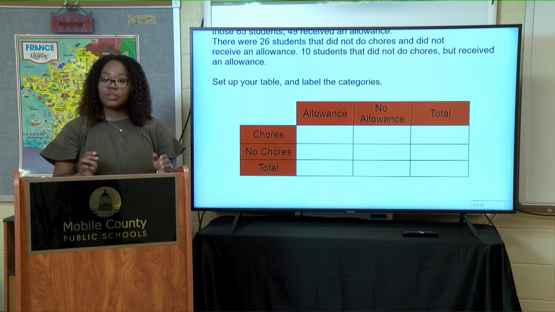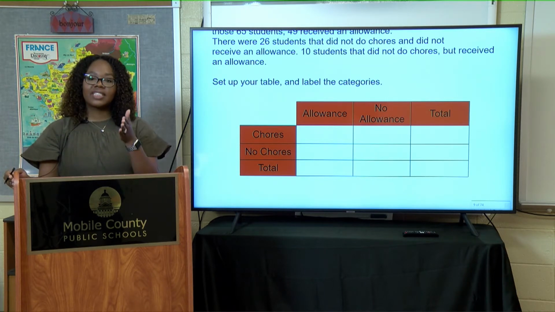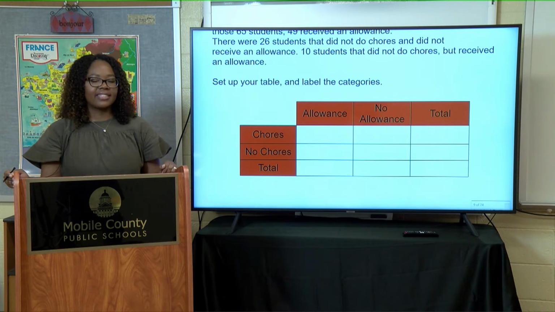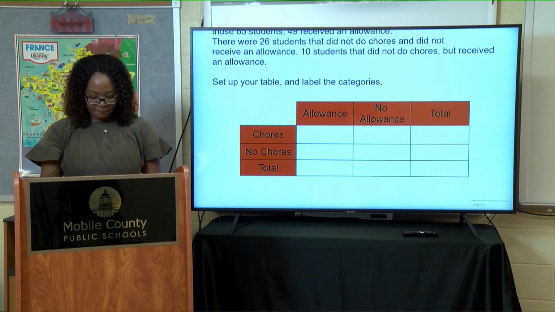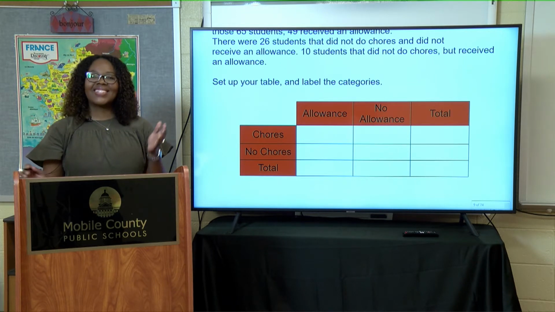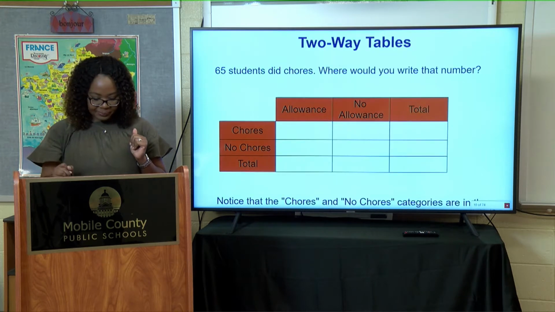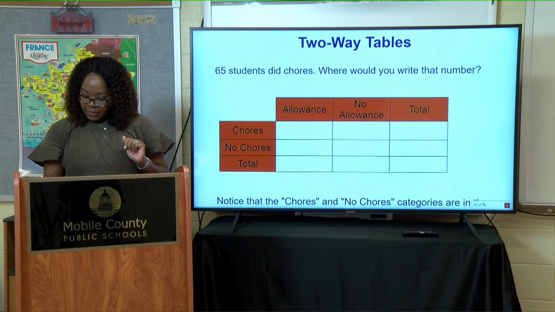Very quickly, using your paper and pencil, it does not have to be perfect, but I would like for you to set up this table and label your categories. I'm going to give you about 10 seconds. Okay, so now let's work together filling out our two-way tables, starting with the first piece of information.